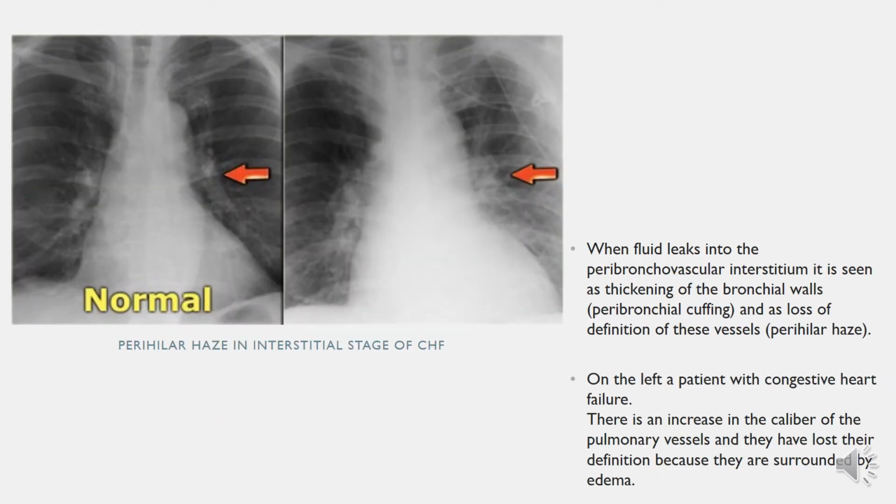Now, when fluid leaks into the peribronchovascular interstitium, it is seen as thickening of the bronchial walls, peribronchial cuffing, and loss of definition of the vessels, or perihilar haze. On the left, a patient with congestive heart failure. There is an increase in the caliber of the pulmonary vessels, and they have lost their definition because they are surrounded by edema.